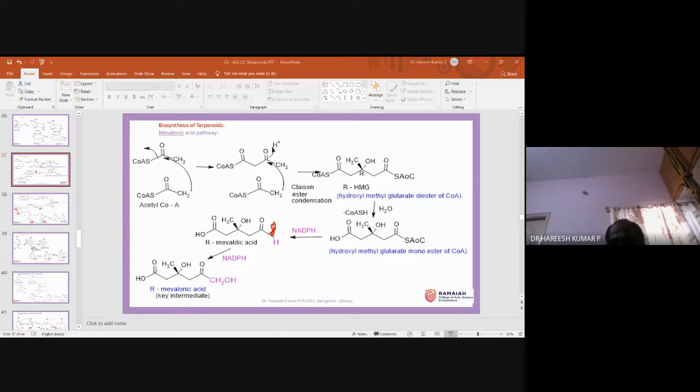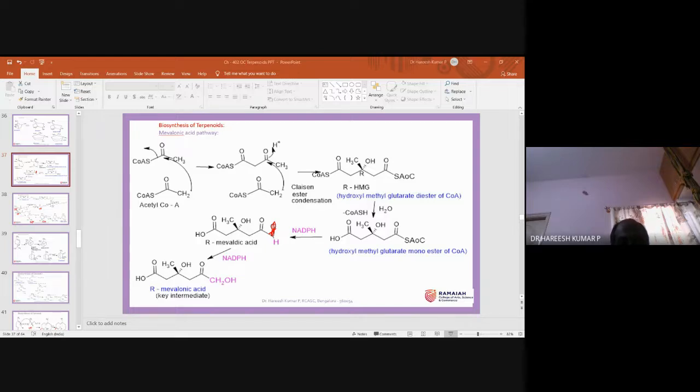So what will happen to this one? It undergoes reduction. More particularly, the reducing agent under anaerobic conditions is called NADPH. This will act as a source of hydride. H minus will be supplied over here, and this will go out. That is how an aldehyde and a carboxylic acid is obtained. This is called mevaldic acid.